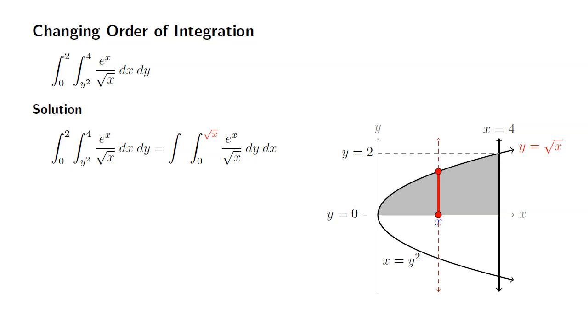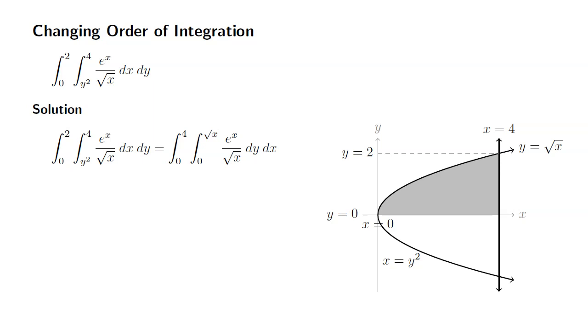Then we'll try to sweep the whole region. So we're going to start from x equals 0, so I'm going to put x equals 0 for the lower limit. Then go up to x equals 4, so I'm going to put 4 for the upper limit. So we have a new integral with the order of integration switched. Let's try to evaluate this.